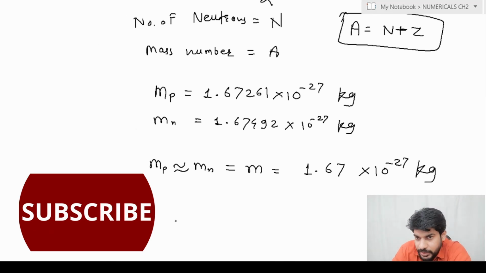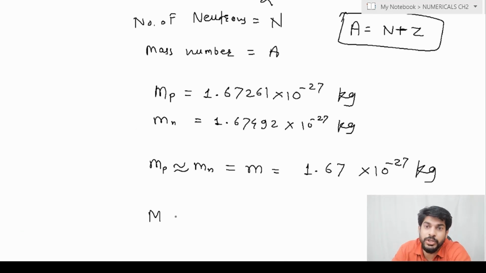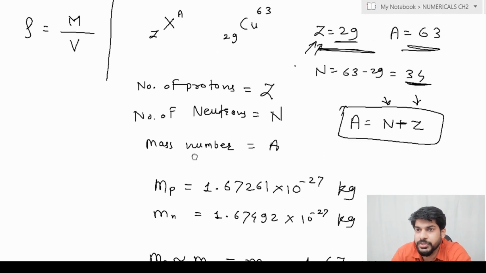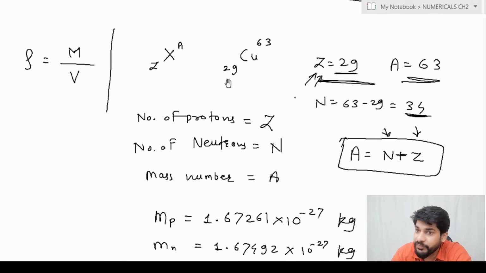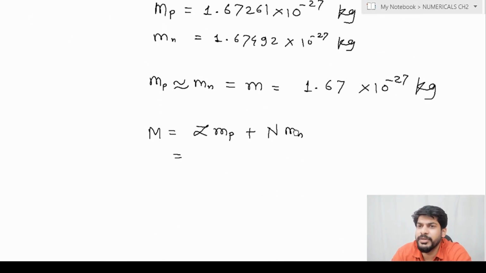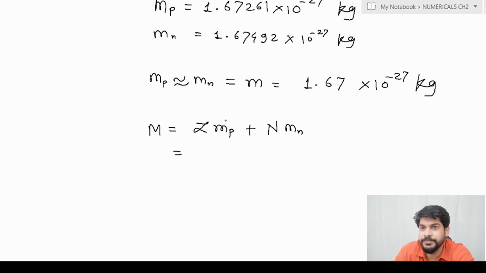Now suppose you want to find out the total mass of any nucleus. That would be nothing but number of protons times the mass of protons plus number of neutrons times the mass of neutrons, right? Number of protons may be any value for any particular nuclei. If I consider this copper, number of protons are 29, number of neutrons are 34. But right now let's keep it a general equation.